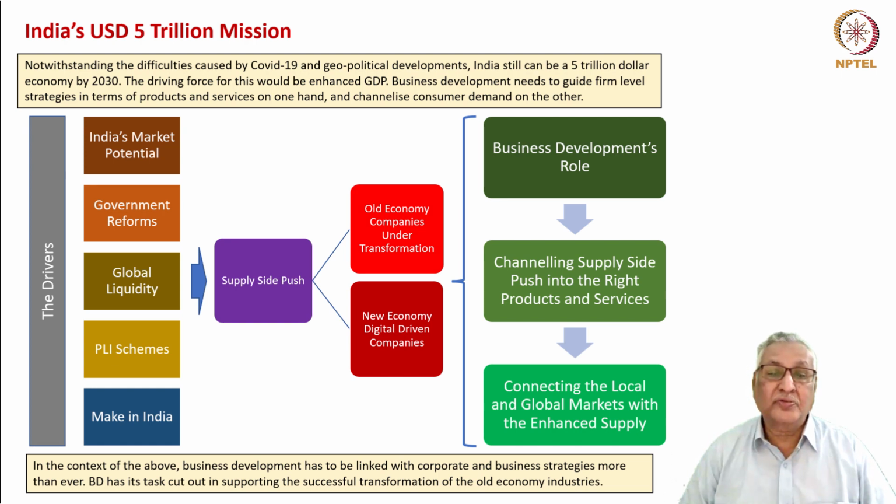We also have two types of firms which are in this mission. The first type, the old economy companies under transformation, be it the engineering firms or the shipping companies or the automobile companies. There are also new economy digital driven companies such as the Nikas, Zomatos, and Paytms of the world.